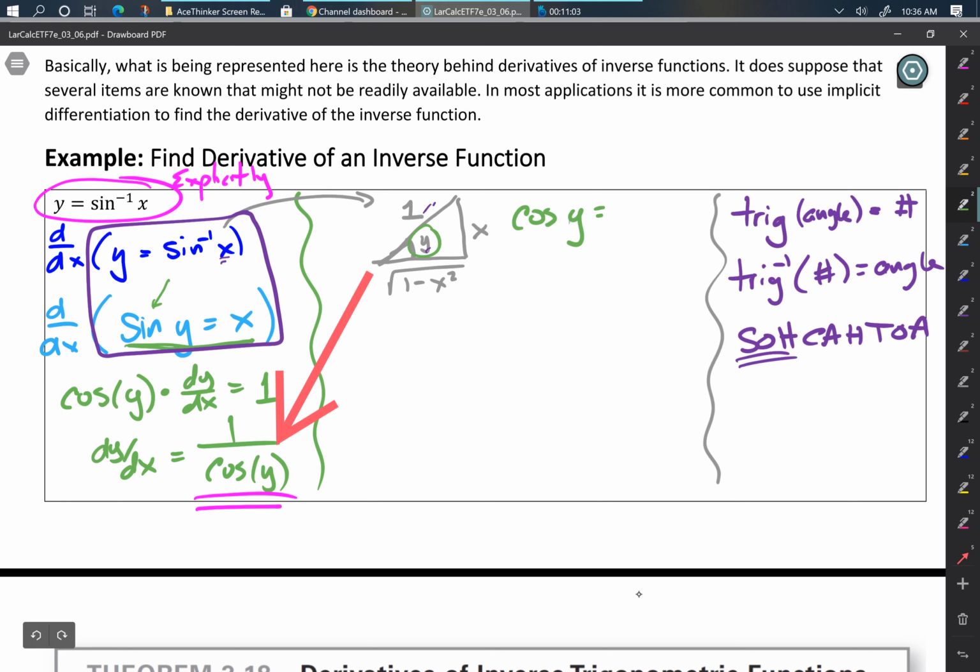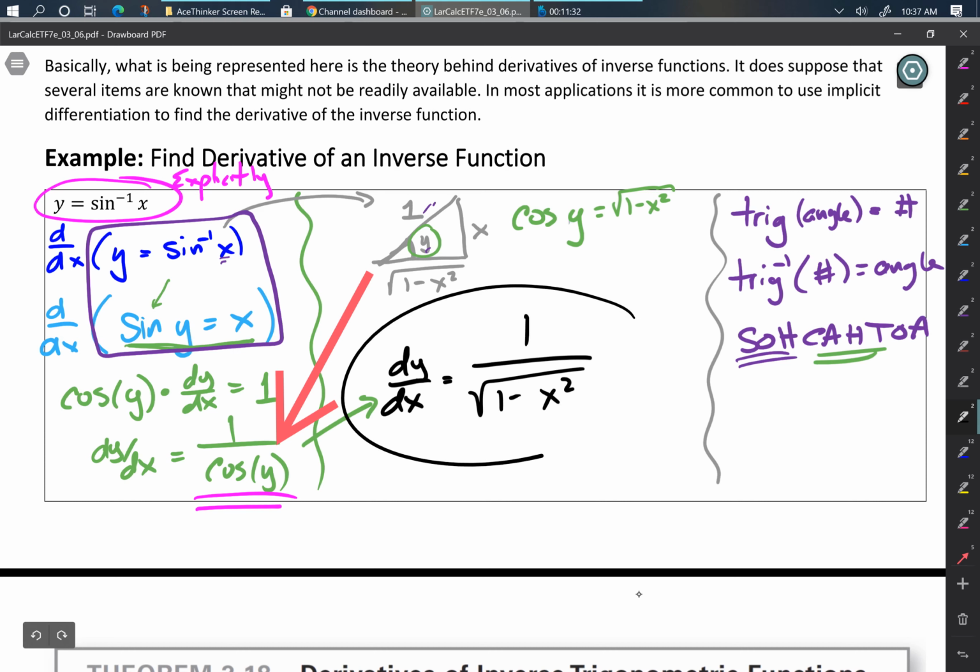Well, there's y. It's an angle. The cosine is the adjacent over the hypotenuse. So it would be the square root of 1 minus x squared divided by 1, but who does that? It's just the square root of 1 minus x squared. And so then finally, that means that I can take that derivative and rewrite it as dy/dx is equal to 1 divided by the square root of 1 minus x squared.